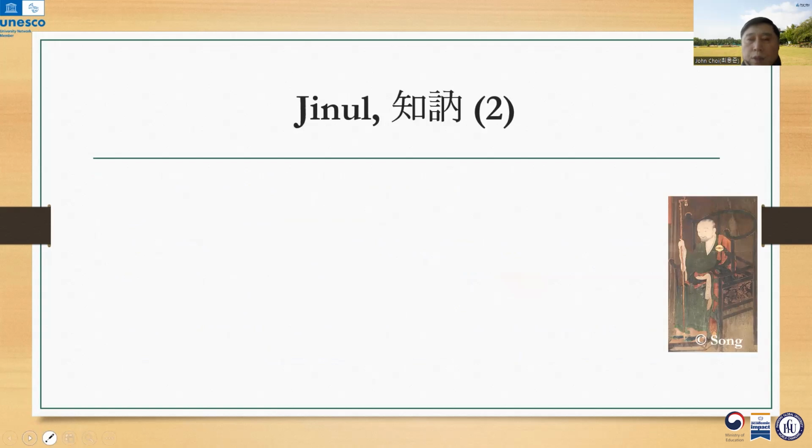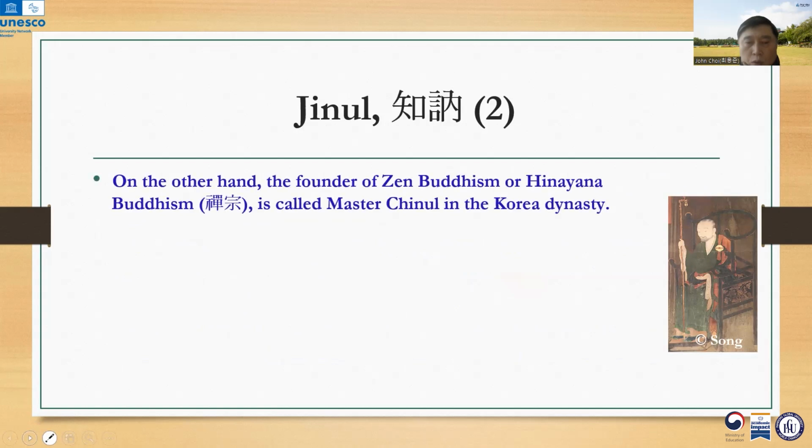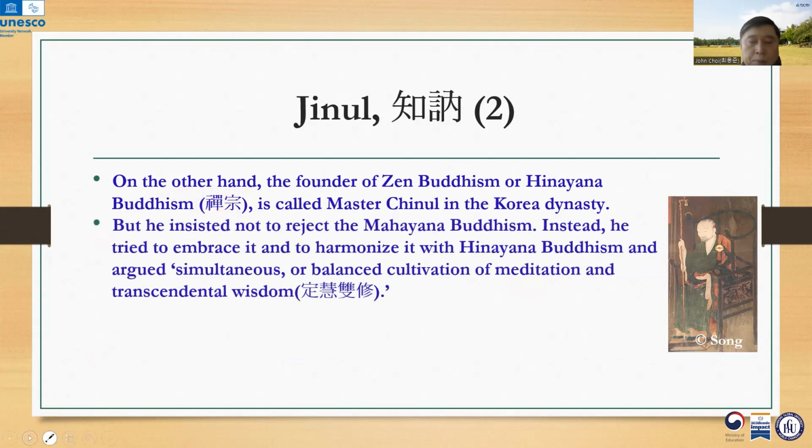Now, the second one is Jinul. The founder of Zen Buddhism, or Hinayana Buddhism, is called Master Jinul in the Korea dynasty. This is pronounced in Korean Sunjong. Okay, who is he?